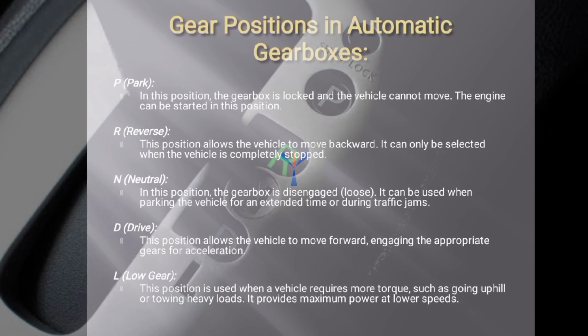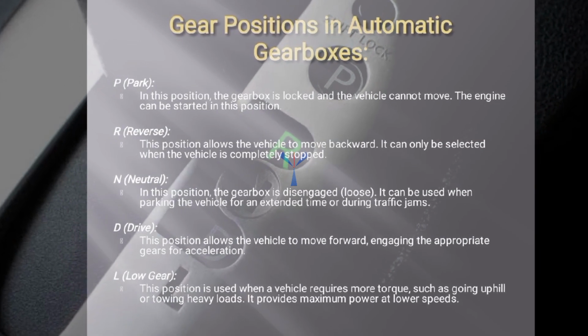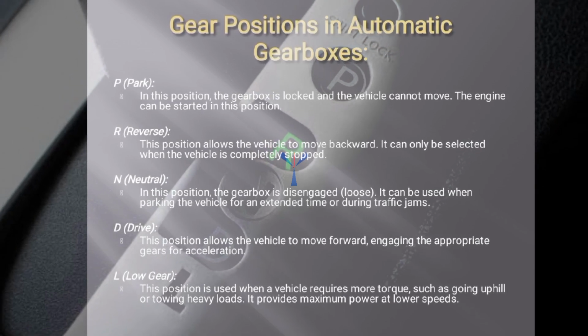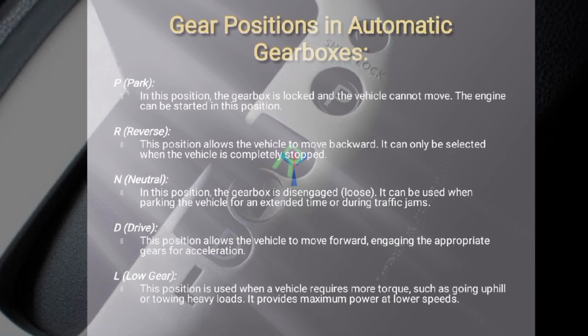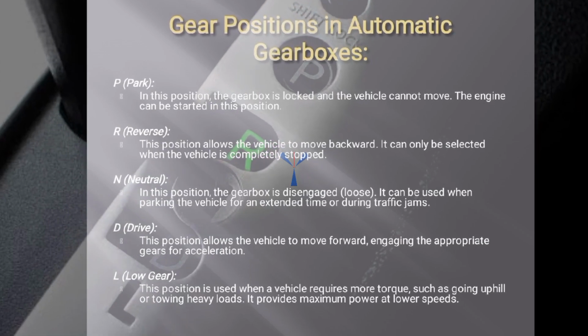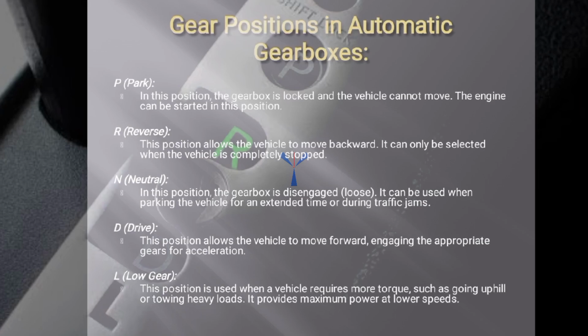So let's see the gear positions in an automatic gearbox. First, we have the mark P, which stands for park. In this position, the gearbox is locked and the vehicle cannot move, so the engine can start in this position.